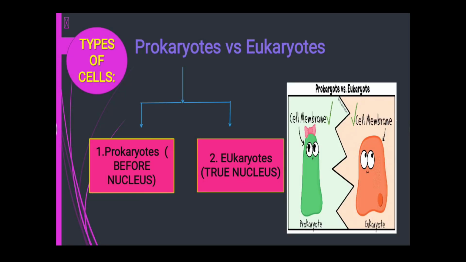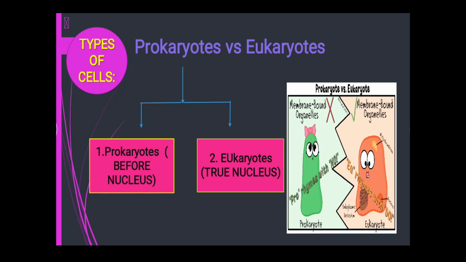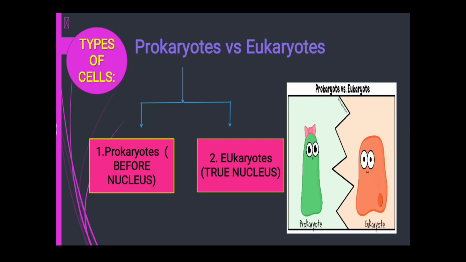Now, types of cells. Students, we know all the living organisms are made up of cells, either a single cell or many cells. Living organisms are divided into 2 major groups, which are prokaryotes and eukaryotes, on the basis of types of cells. There are 2 types of cell, prokaryotic cell and eukaryotic cell. Prokaryotes means before nucleus. Prokaryotes are living organisms which do not have a prominent nucleus, while eukaryotes means true nucleus. Eukaryotes are living organisms which have a prominent nucleus.